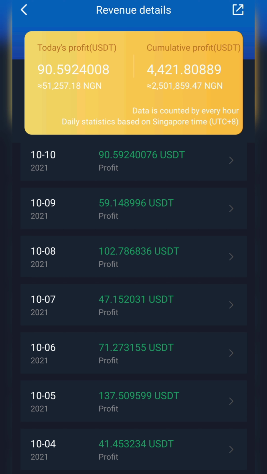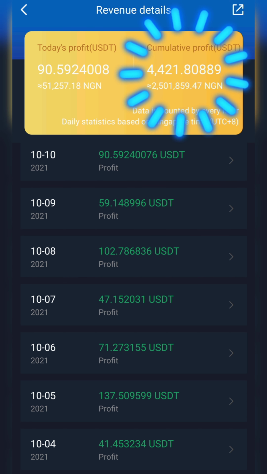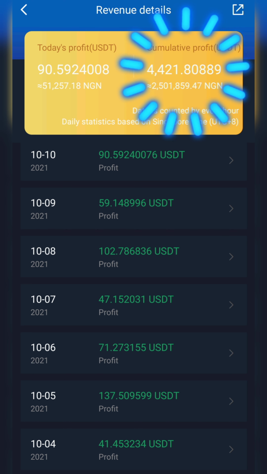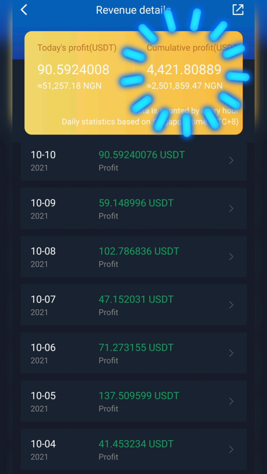So as you can see, a total of $4,421 was made over a period of 2 months trading with Royal Q. That's about 2.5 million naira. If I can do it, you can do it.